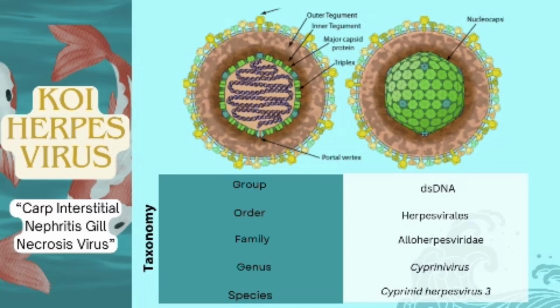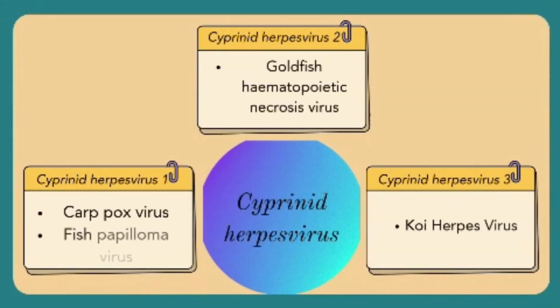It is a double-stranded DNA virus from the genus Cyprinivirus, and in this case it is the Cyprinid herpesvirus strain 3. So there are 3 strains of this herpes virus, named 1, 2 and 3, and in my case the affecting agent is going to be Cyprinid herpesvirus 3, which affects the koi.